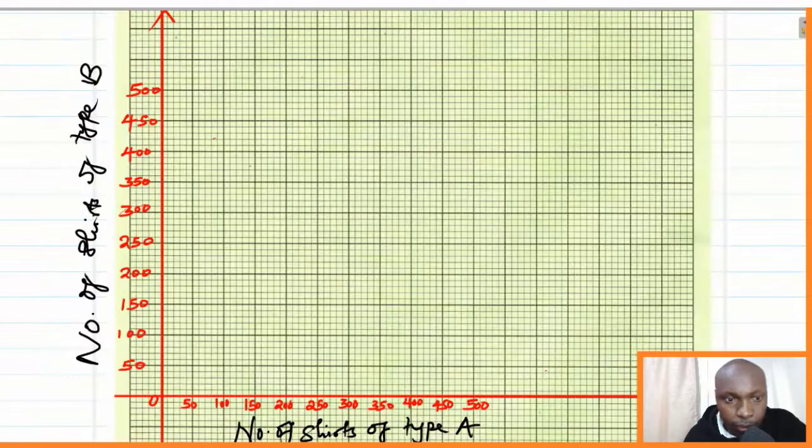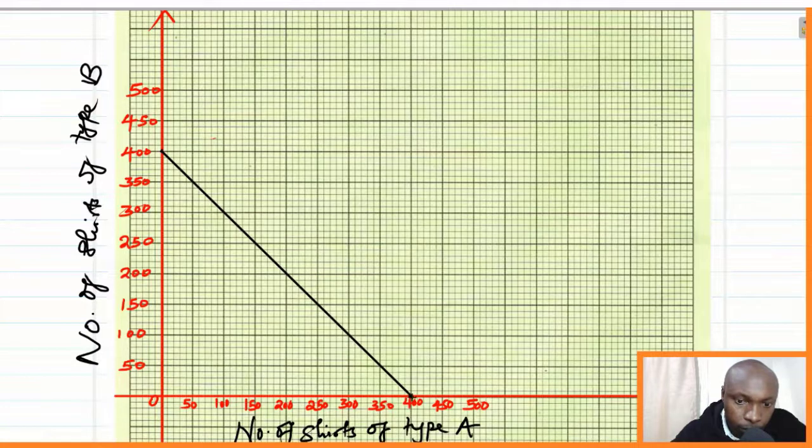So 0, 400 should be here, and then 400, 0 should be here. So that line should come all the way from here. This should come from this point. So that is the line. That line should be continuous.